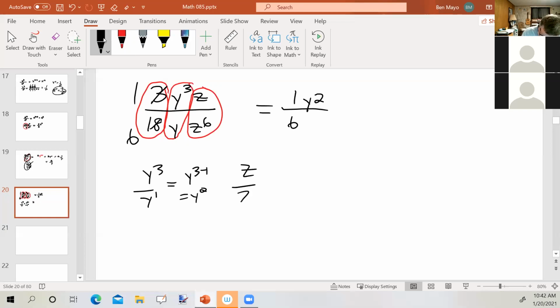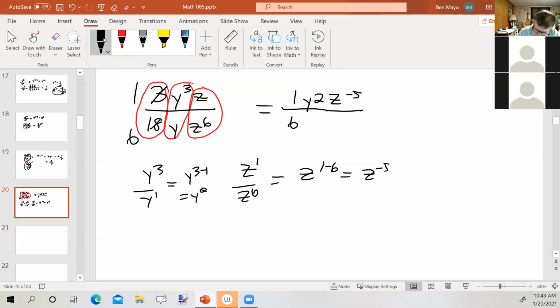The z over z to the 6th power, there's an implied 1 exponent on the z. Z is equal to z to the 1 power. So this would be z to the 1 minus 6, which is z to the negative 5 power. Now, I guess I didn't mention this before, but typically you want your final answer to have positive exponents if possible.